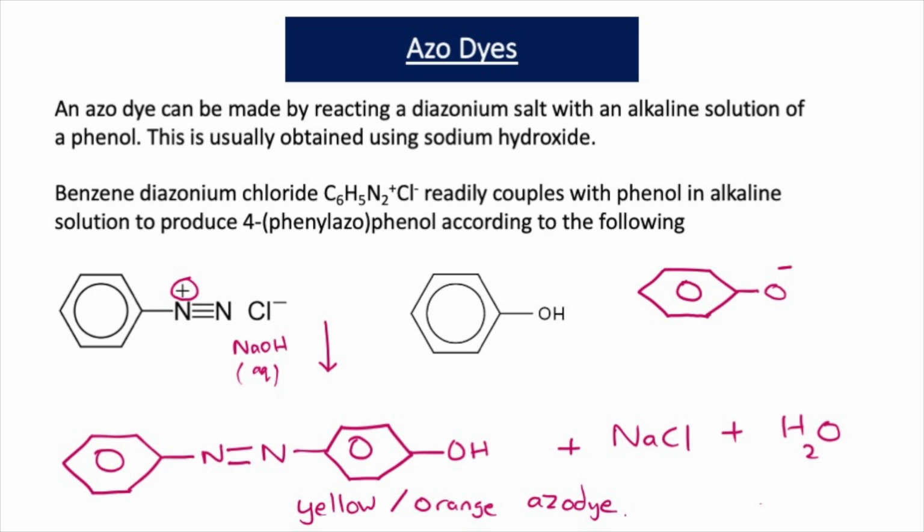Now this reaction that takes place is called a coupling reaction, and when benzene diazonium chloride couples with phenol, it couples or joins in the 4 position. Now the OH is on carbon 1 of phenol, and 3 carbons along is the 4 position, and that is opposite the OH, and that's where the benzene diazonium chloride couples to the phenol molecule. It joins opposite the OH group.